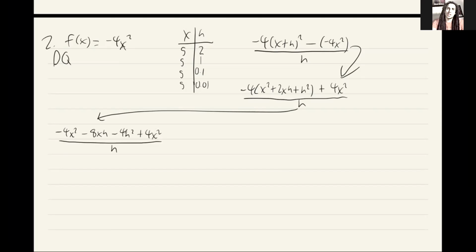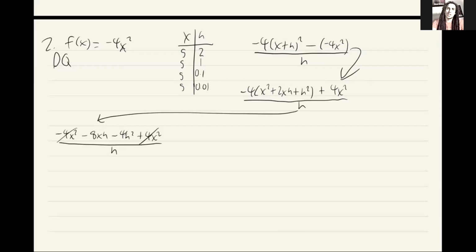And that's all going to be over h. And again, what you'll see is that this negative 4x squared and the positive 4x squared are polar opposites at the same absolute values, but one's positive and one's negative. So therefore, those are out of here.